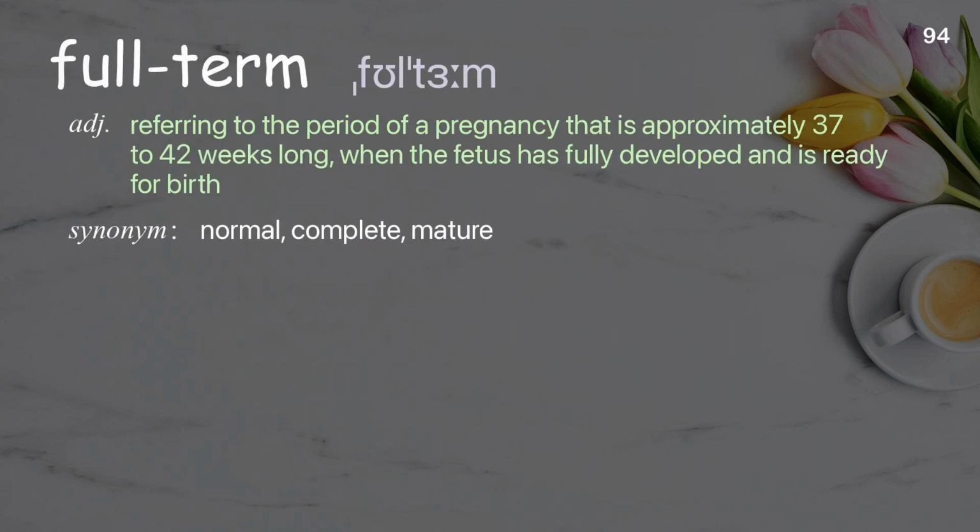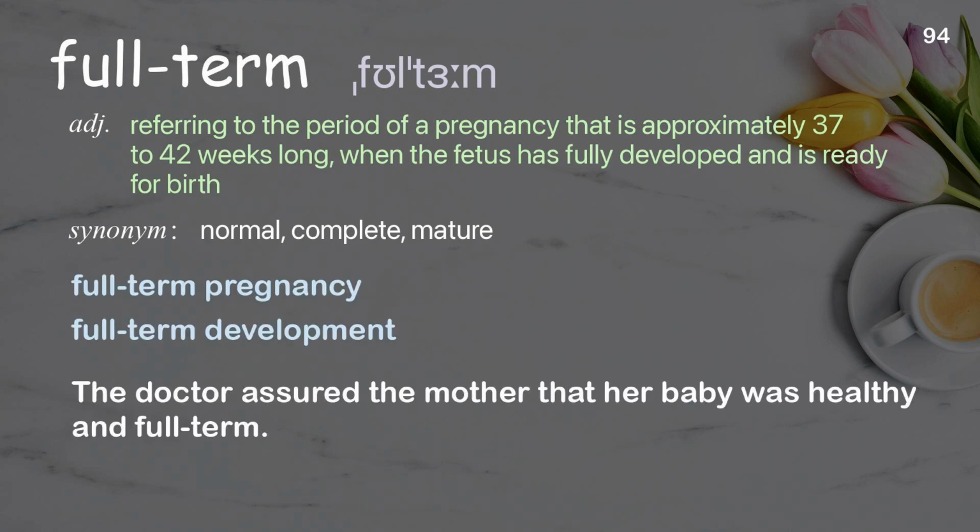Full term. Referring to the period of a pregnancy that is approximately 37 to 42 weeks long, when the fetus has fully developed and is ready for birth. Examples. Full term pregnancy. Full-term development. The doctor assured the mother that her baby was healthy and full-term.